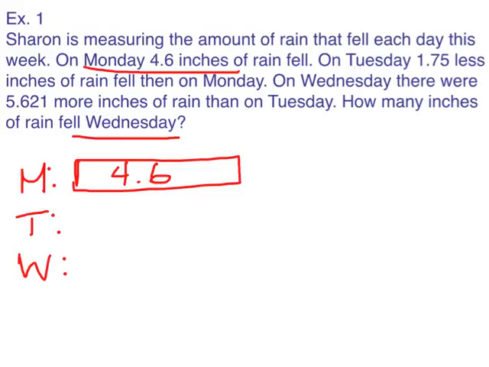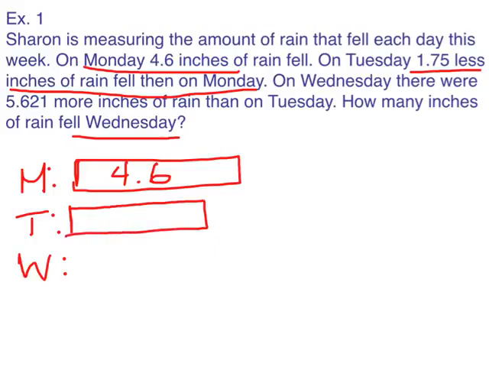On Tuesday, 1 75/100 inches of rain less fell than on Monday. If I was going to draw a bar for Tuesday, would it be longer or shorter than the bar for Monday? It would be shorter. It says it rained less. Now let's think, how could I figure out how long that bar would be? Well, to find 1 75/100 inches less than 4 6/10 inches, I need to subtract.